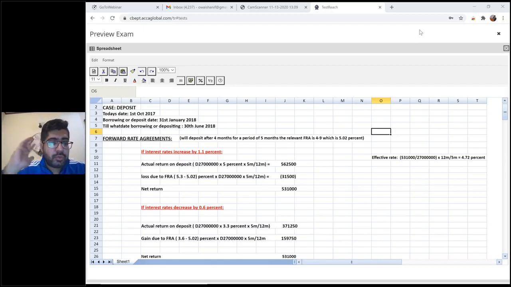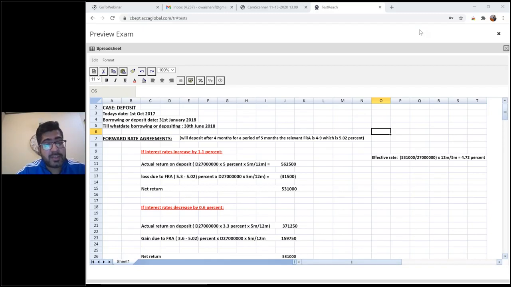Okay, Tajwar. The loss or gain is calculated like this: difference in rates. If interest rates increase by 1.1, the market rate becomes 5.3. If they decrease by 0.6, it becomes 3.6, from 4.2. And you compare it to your lock-in rate. So 5.3 and 5.02. The rates increased to 5.3, but you locked at 5.02. You could have got 5.3, but you committed at 5.02. That's why it's a loss. Loss reduces, return deducted.